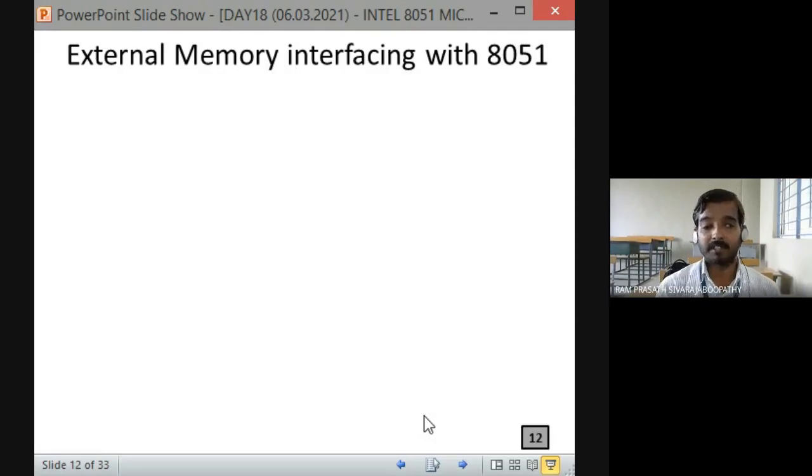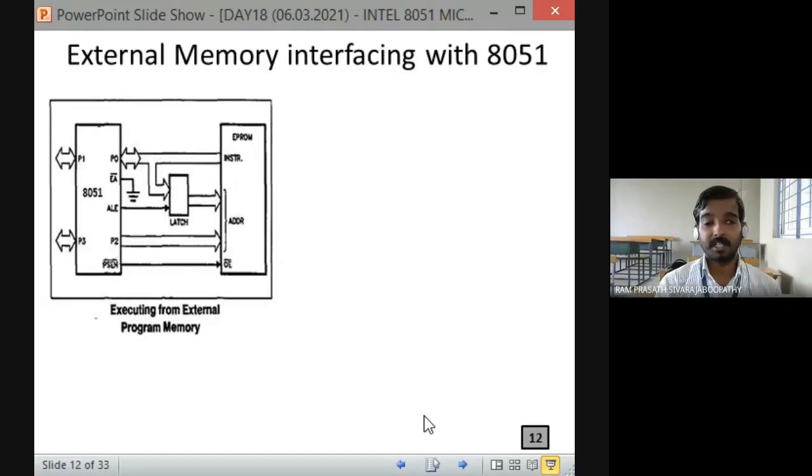We need some path, correct? What do we call it? Yes, very good, Anthony Surya. Bus. We need an address bus and a data bus, correct? Here in 8051, to interface the external memory, which two ports can be used as address and data bus? Can you type it in the chat?